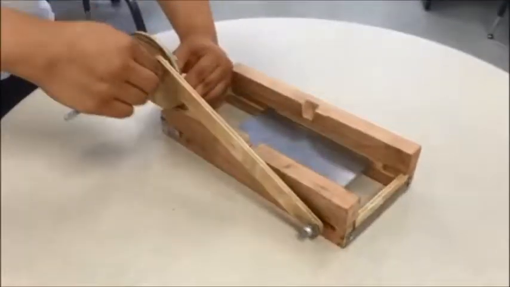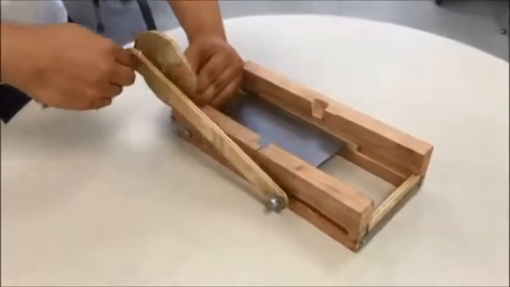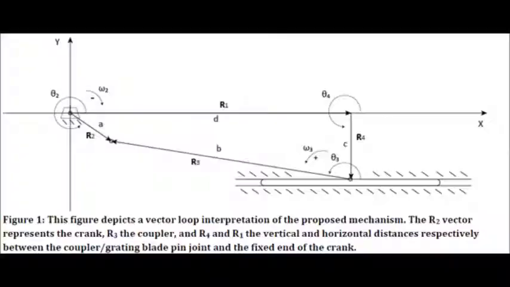Motion is caused by turning the handle on a wheel at a fixed point located on one end of the mechanism. The kinematic goal for the mechanism is to decrease the time it takes to grate cheese compared to a typical hand grater. The relationship between the angular velocity of the crank and the linear speed of the grater is very important, as is the length of the coupler.